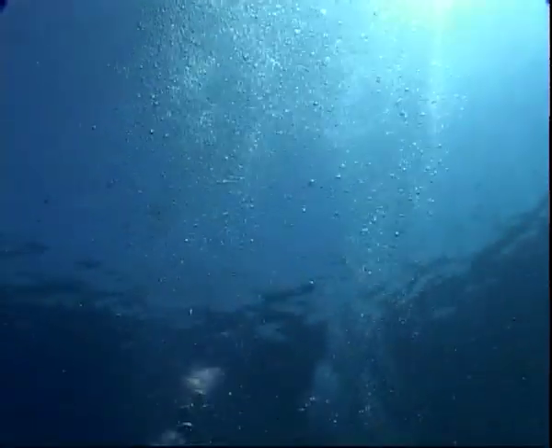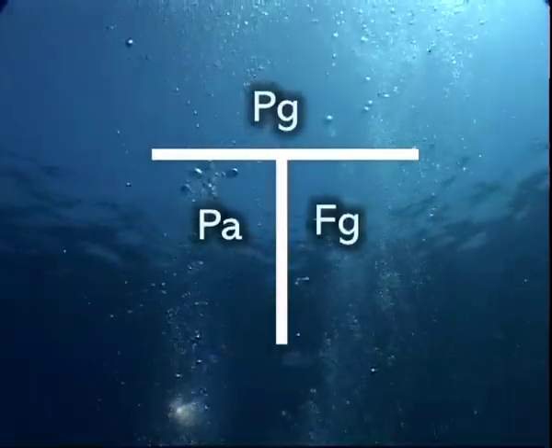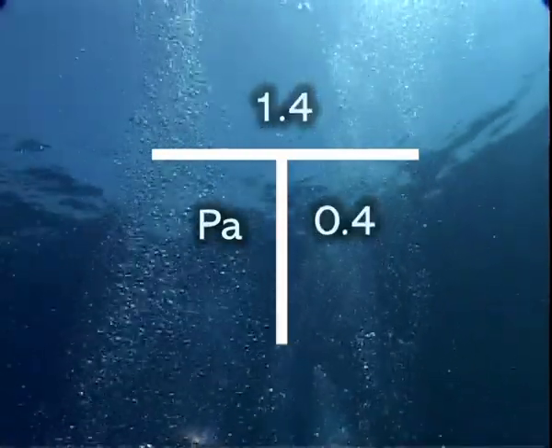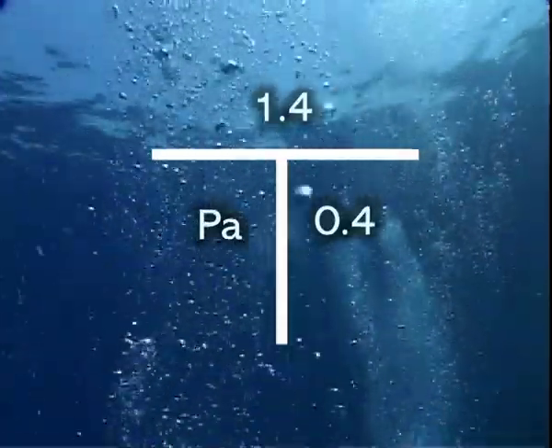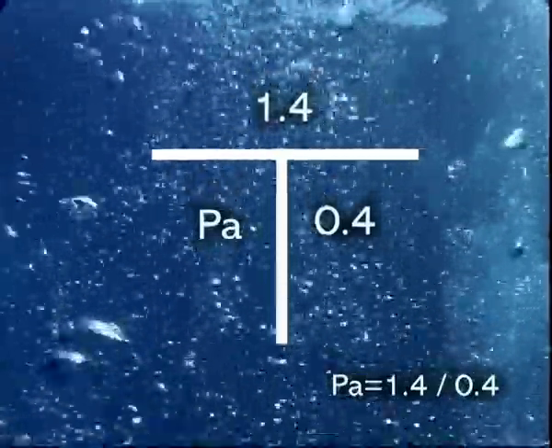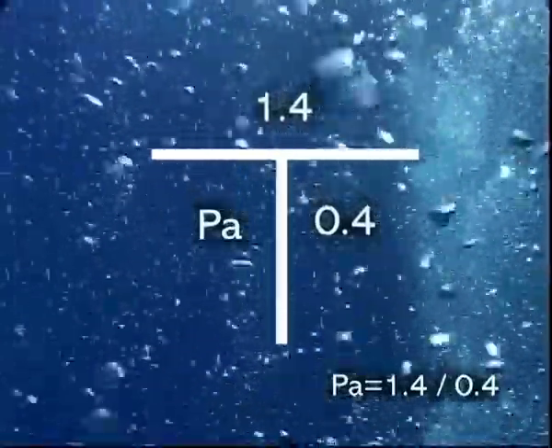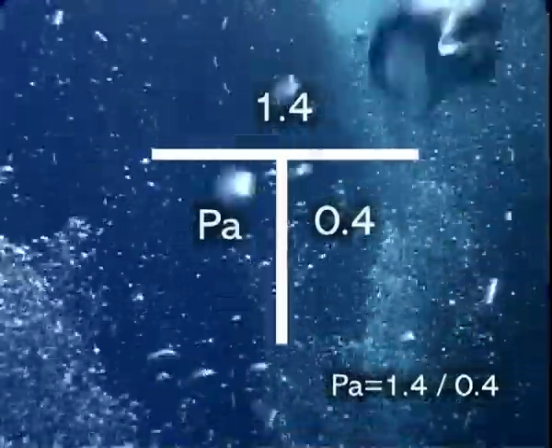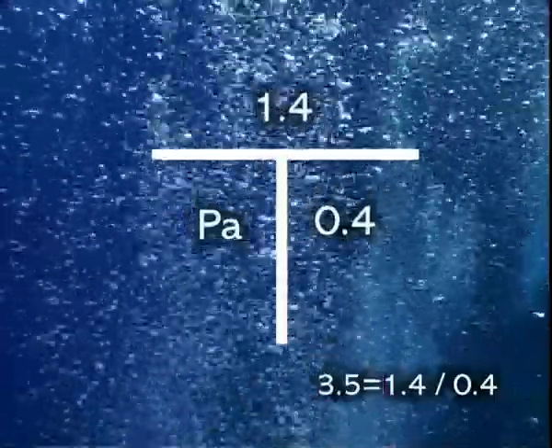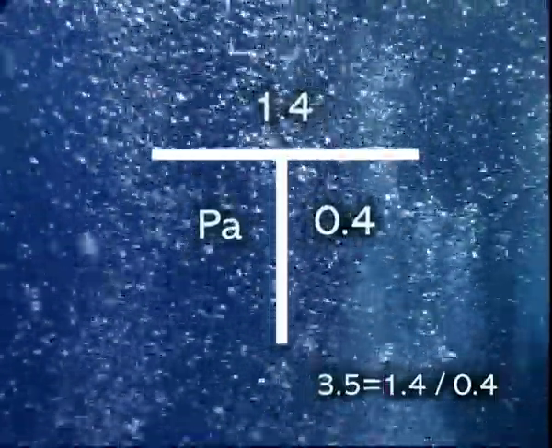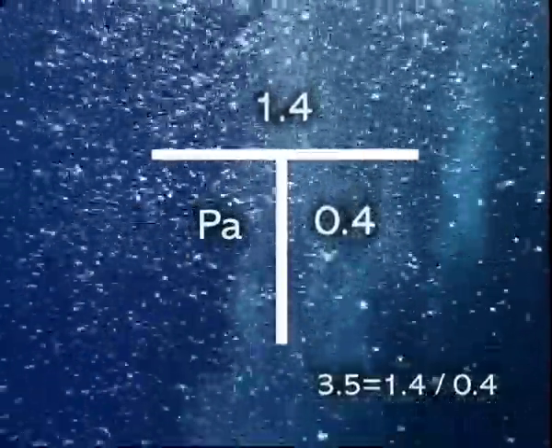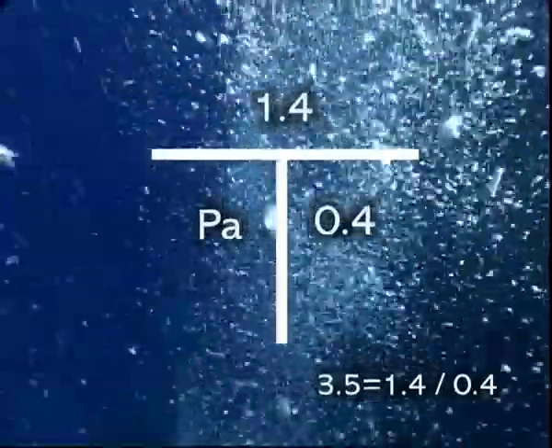In fact, the maximum depth that can be reached is that for which the partial pressure of oxygen in the breathing mix is 1.4 ATA. Let's work this out for our gas mix. We have to find the absolute pressure, which is equal to the partial pressure of the gas, 1.4, divided by the fraction of the gas, 0.4. The result is 3.5 ATA. The depth at which you reach this absolute pressure is 25 meters, 82 feet. This is, therefore, the maximum operating depth for nitrox at 40% oxygen.